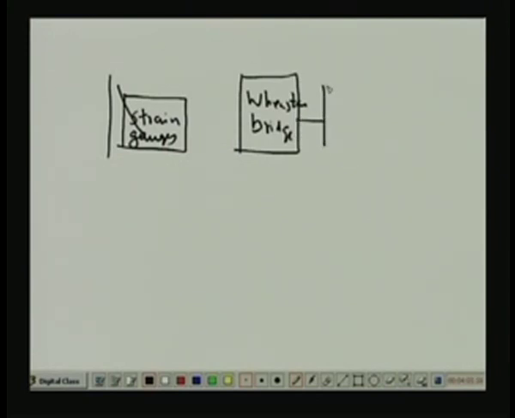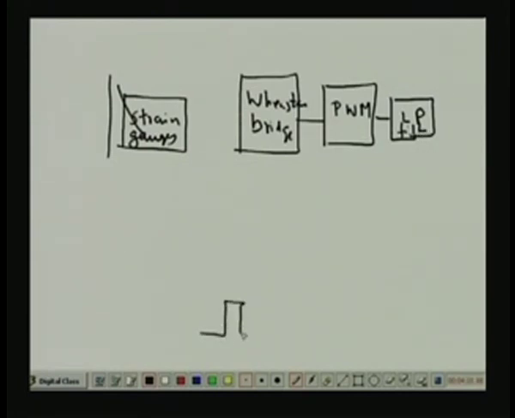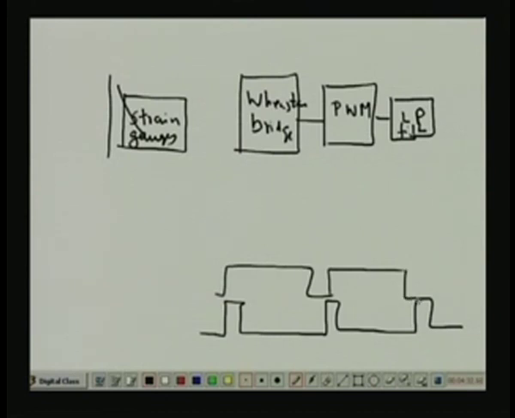Then this DC voltage is coming to a PWM, then we are coming to a low pass filter, because the signal which is coming from the PWM has to be passed through the low pass filter to average it, okay. Our signal can be like this, like anything.